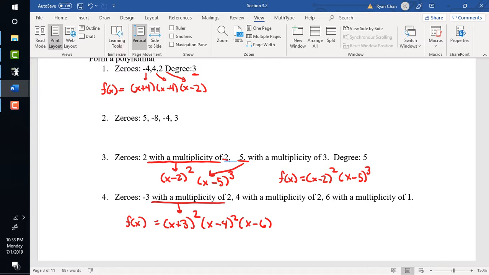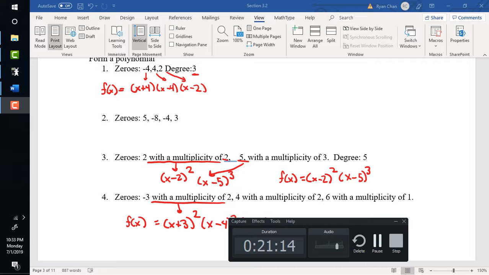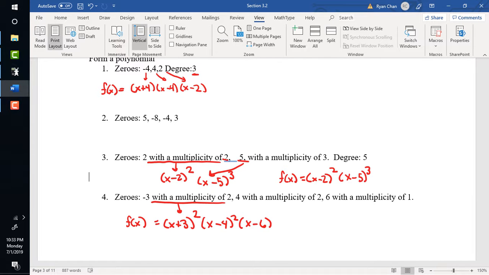Make sure you know how to go backwards and forwards. Sometimes they'll give you a polynomial and ask what your zeros and your multiplicities are. And then sometimes they'll flip it around. They'll say, here are your zeros, here are your multiplicities, find your polynomial.